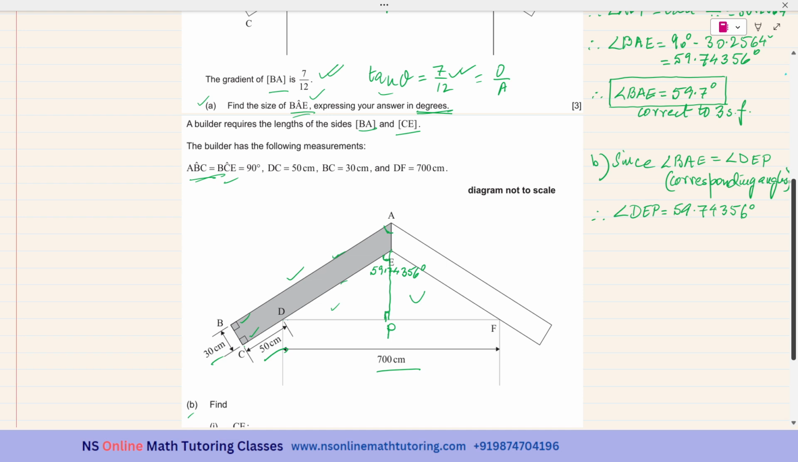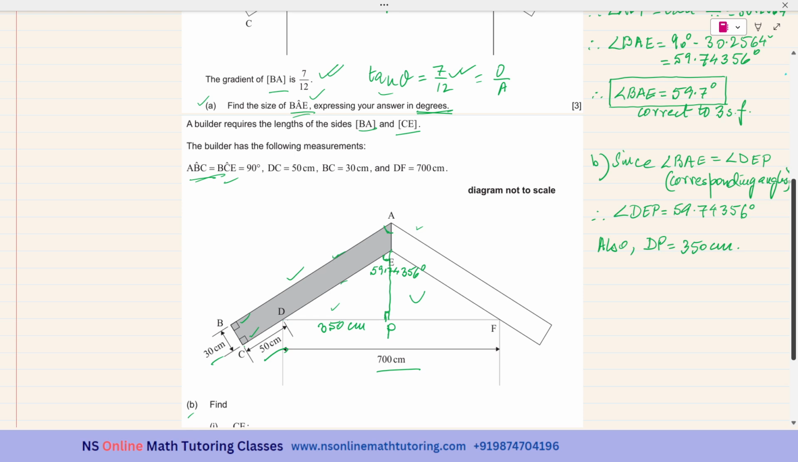degrees. And not only that, we know that this part DP should be equal to half of 700. So this should be equal to 350 centimeters. Because this roof is symmetrical, they had said. So therefore, also DP is equal to 350 centimeters.